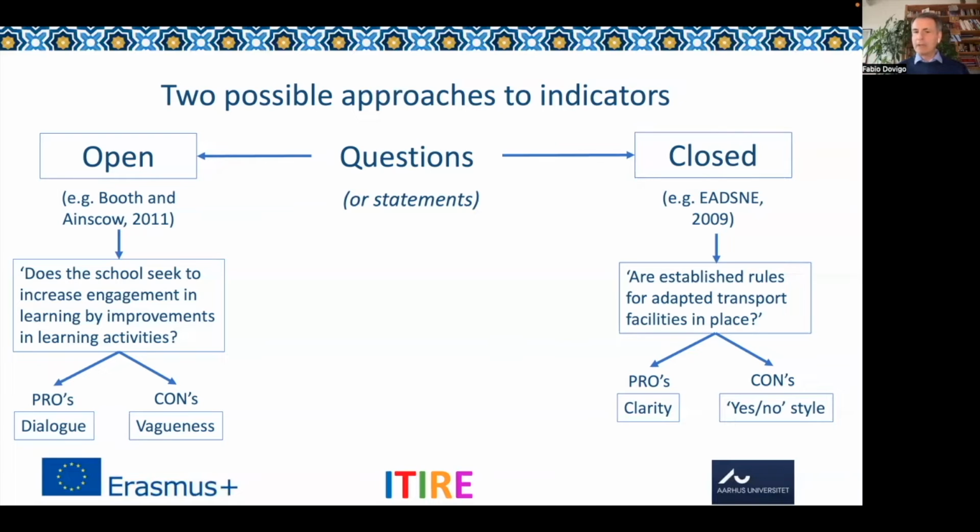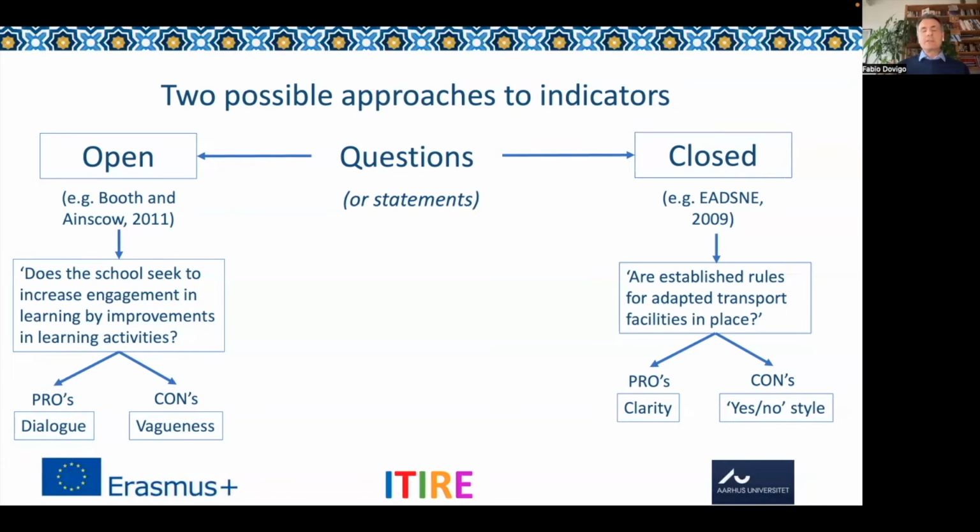On the other hand, we find closed questions. A good example is that from the European Agency for Special Needs Education: Are established rules for adapted transport facilities in place in that school? And again, we find some pros and cons. On the side of pros, there is clarity and specificity of the question. But on the side of cons, this is a yes or no style question, so there is not much room for delving into the topic or providing some reflection about the question at stake.